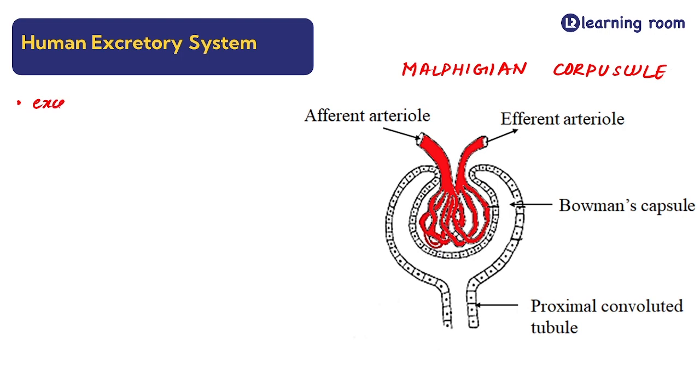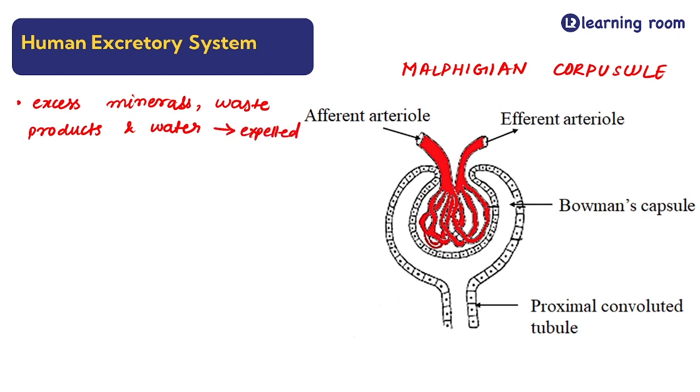We know that excess minerals, waste products, and water need to be expelled from our body. They are removed mainly in the form of urine.